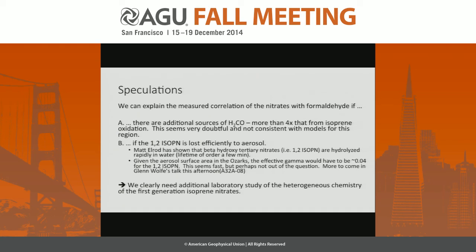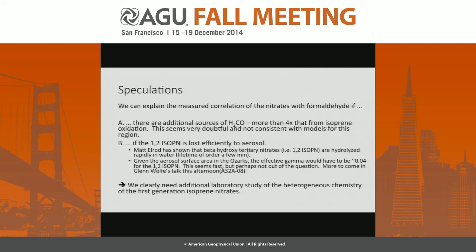And here is what I think is happening. What I think is happening is that these tertiary nitrates are being lost to nitric acid on aerosols. And this is a suggestion that Glenn Wolfe will also elaborate on, and is quite consistent with the flux data. Matt Elrod at Oberlin has shown that beta hydroxy tertiary nitrates, i.e. the ones that are made in isoprene photochemistry, are hydrolyzed very rapidly in water. What I mean by rapidly is they don't live for more than a few minutes.